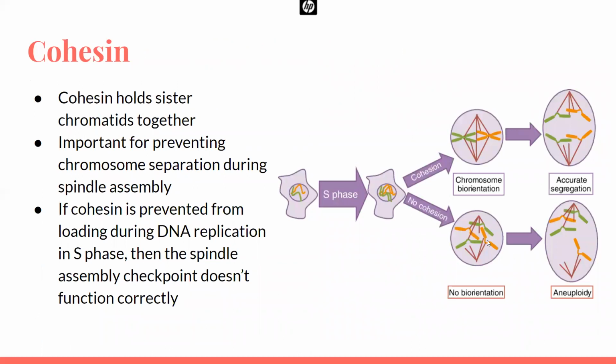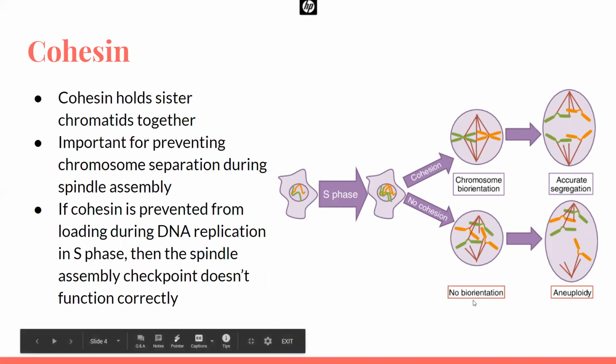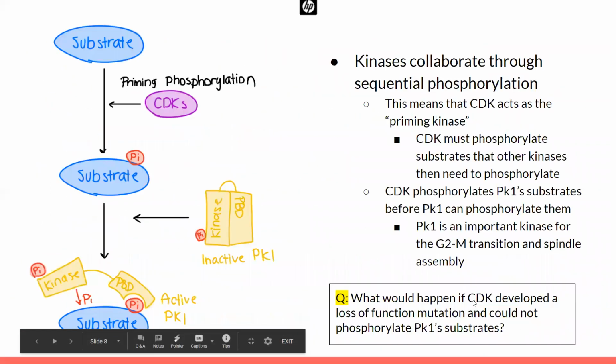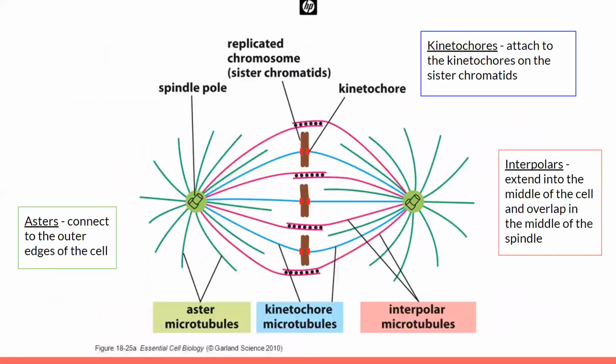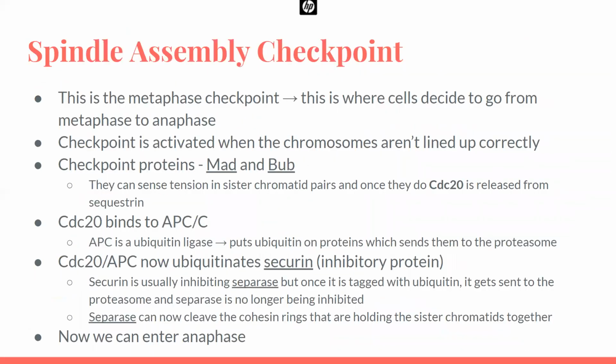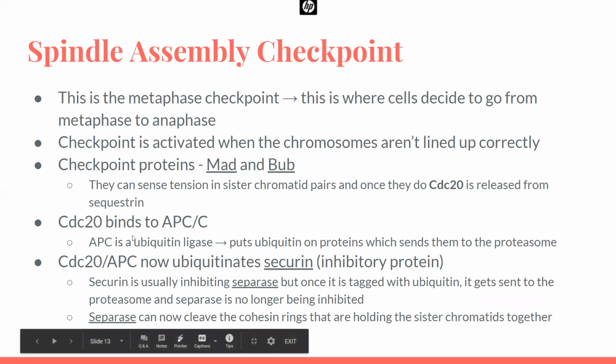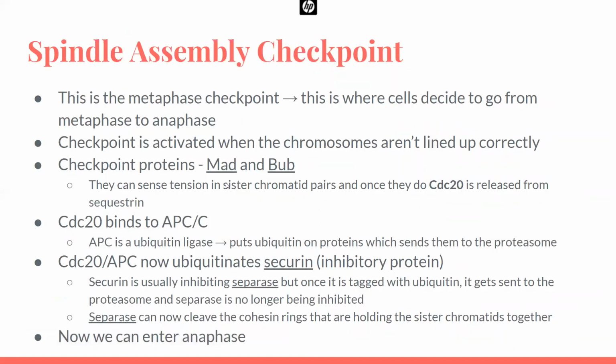So if they're not lined up correctly, you won't get proper segregation, which can lead to a multitude of mutations, which is bad, or programmed cell death if it doesn't think it can survive. Okay, so the checkpoint is activated when they're not lined up correctly. Say cohesin doesn't work, they don't stay together and you're all screwed up.